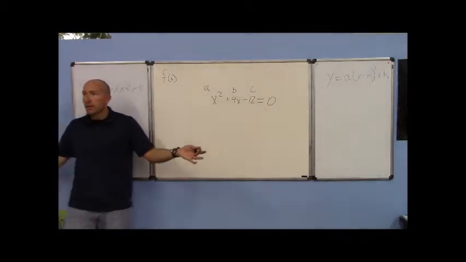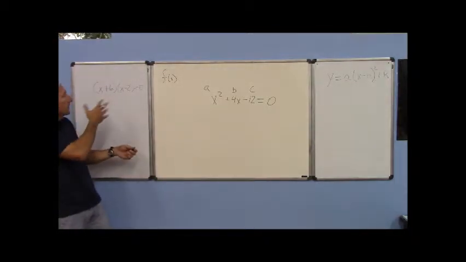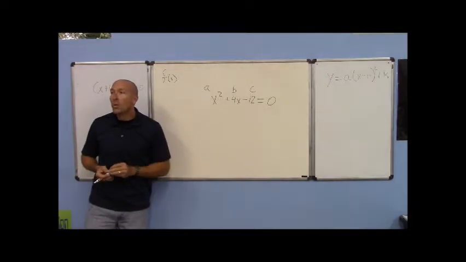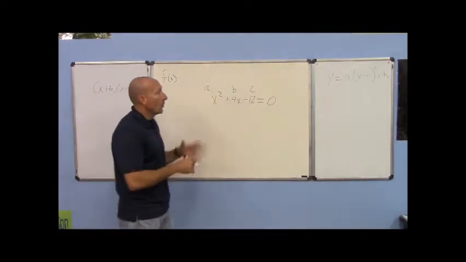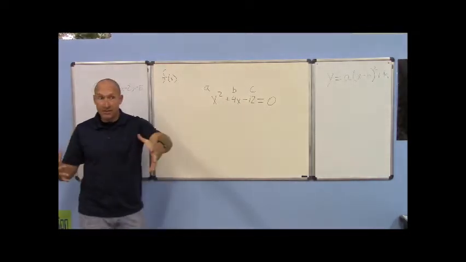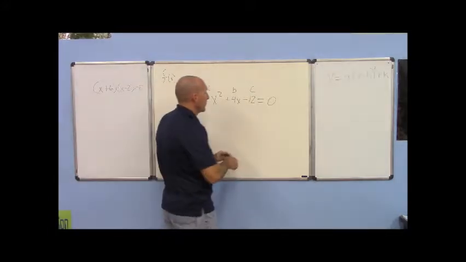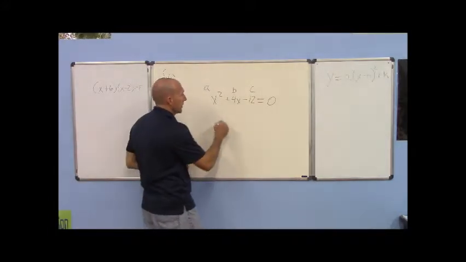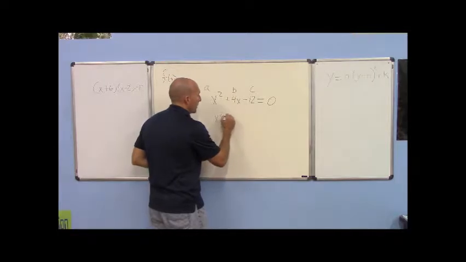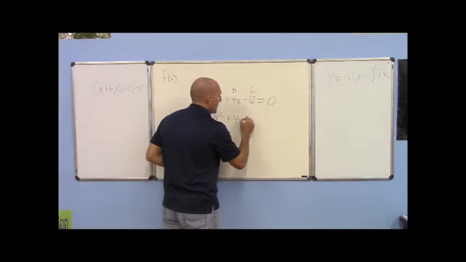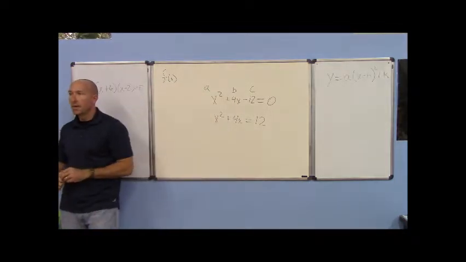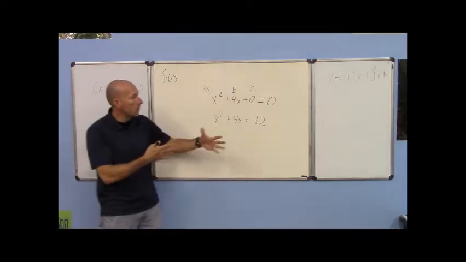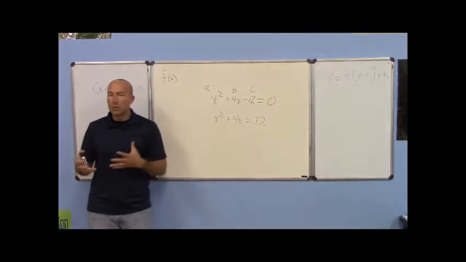I got a 6 and a 2, or a negative 6 and a positive 2. I know how to finish it. So what we will first do to get things going, let's move this 12 over here whenever we complete the square. We're going to have x squared plus 4x equals 12. We're using the completing the square method. Maybe this will help make things a little bit more familiar.